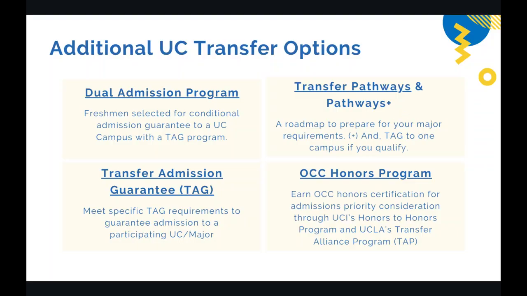We have the Transfer Pathways and Pathways Plus, a roadmap to prepare for your major requirements, Pathway Plus, and TAG to one campus if you qualify. And here at OCC, we have the Honors Program. You are able to earn OCC Honor Certification for admission priority consideration through UCI's Honors to Honors Program and UCLA Transfer Alliance Program, also known as TAP, but not to be confused with the UC TAP account.